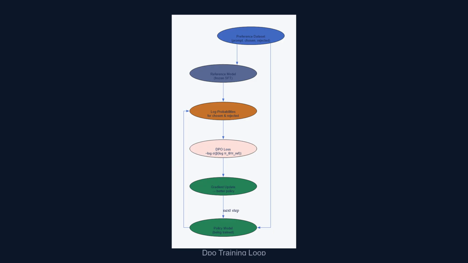The DPO loss function takes those 4 numbers: policy log prob of chosen, policy log prob of rejected, reference log prob of chosen, reference log prob of rejected, and computes a scalar loss that measures how much better the policy model is at preferring chosen over rejected relative to the reference. The gradient update then pushes the policy model to widen that gap. The reference model never changes. It's the anchor that prevents the policy from drifting too far from the original SFT behavior.